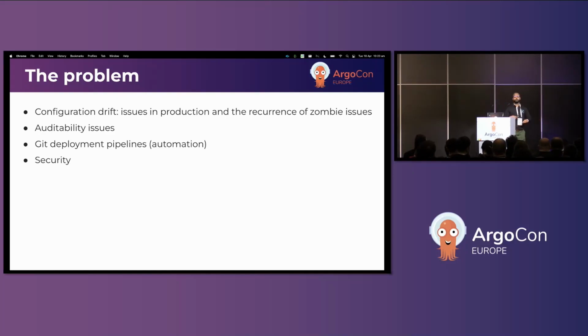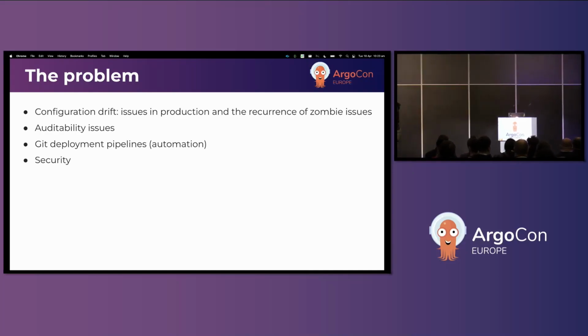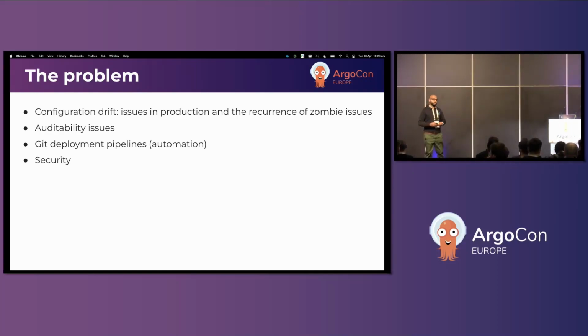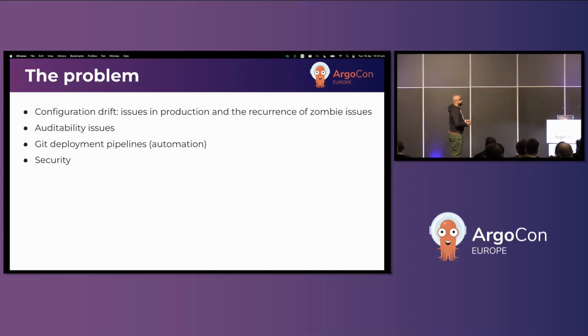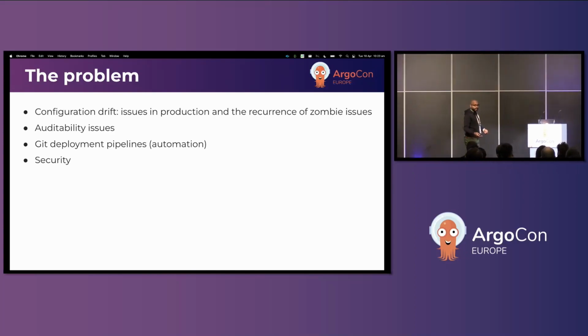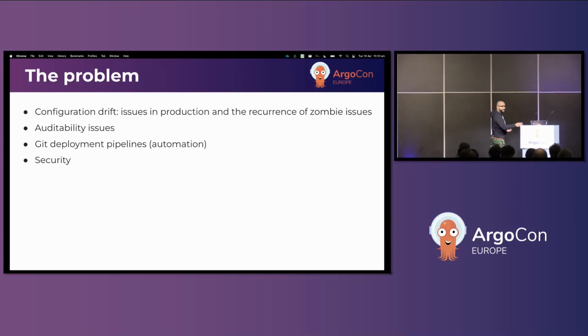Auditability issues. Who made the deployment? Who committed the code? Where was the configuration change made? Then Git deployment pipelines. We wanted to ensure that we are moving away from just using GitLab pipelines or GitHub pipelines to something which automatically starts deploying our applications. And finally, security, which is ensuring that only a particular application has the right to deploy your tools and configuration.